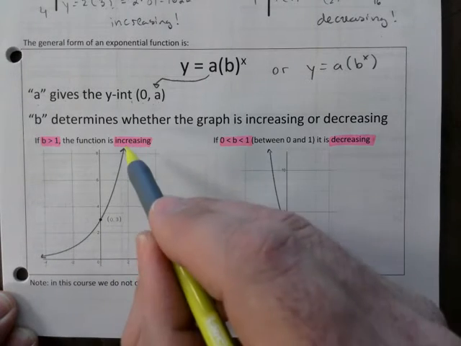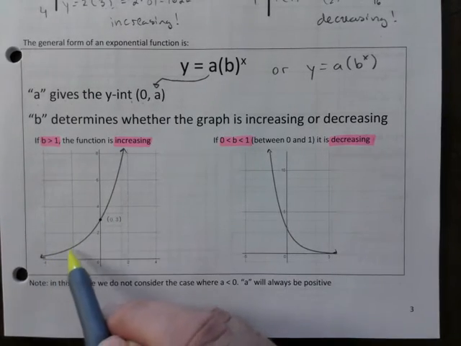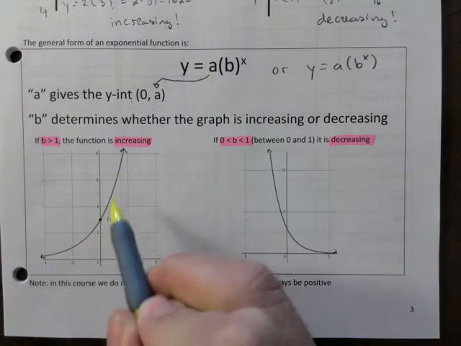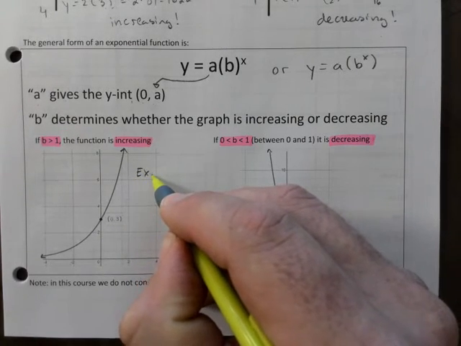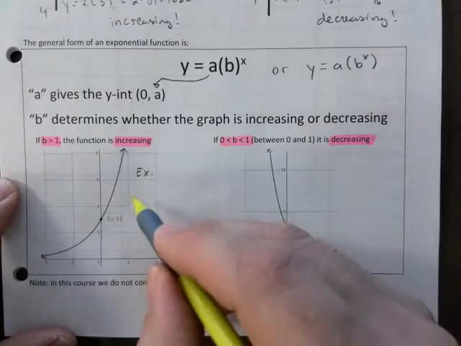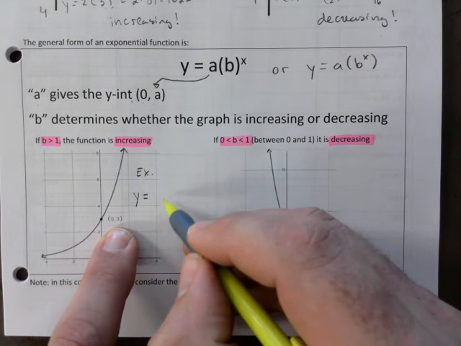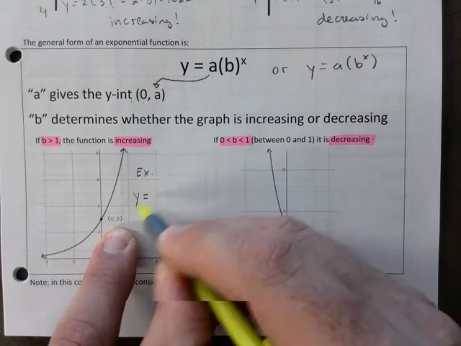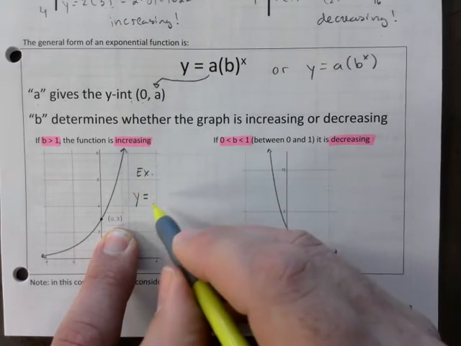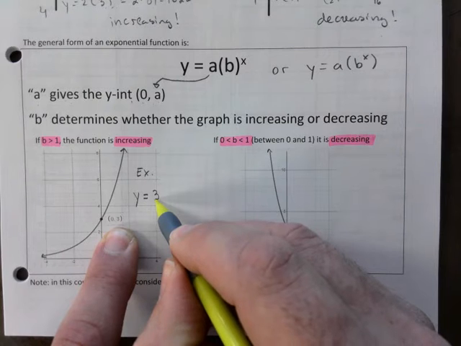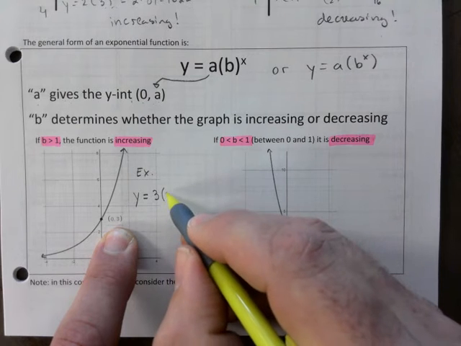So you can always read a graph from left to right. So from left to right, you would say this is increasing, correct? So in this case, an example for this particular graph could be y is equal to, what do we know for sure a is going to be in this case? a is my y-intercept, right? So that's going to be 3 for sure. No choice. That's going to be 3. And b is going to be bigger than 1. So you put in whatever you'd like.